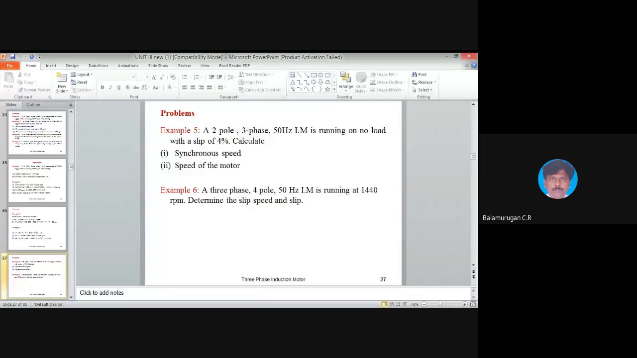R is equal to 1.5 phi m. Are you getting that? If you are having a different value, you can post it in the chat box.